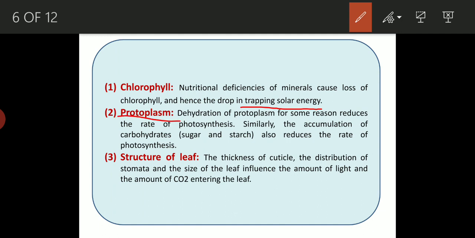Next is protoplasm, the cellular content. If there is dehydration of protoplasm, that means the loss of water for any reason, then it will definitely reduce the rate of photosynthesis. Similarly, if there is accumulation of the carbohydrates, in case of plants, it's sugar and starch. If sugar and starch get accumulated inside the cell, then also the rate of photosynthesis will reduce.